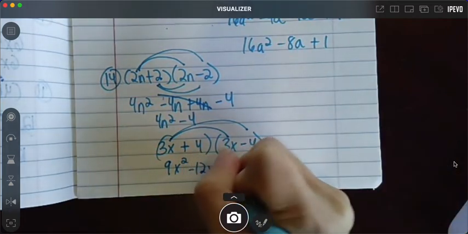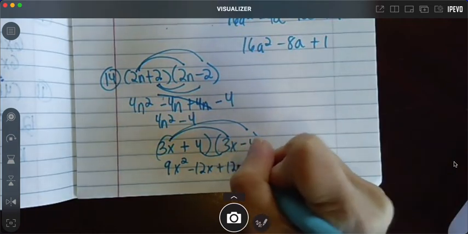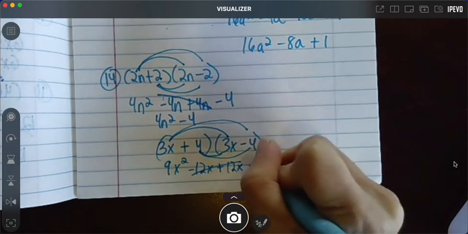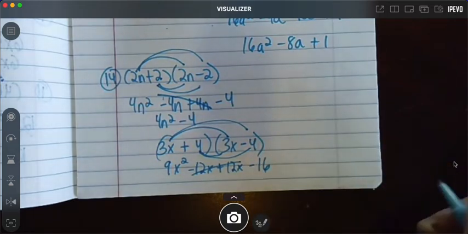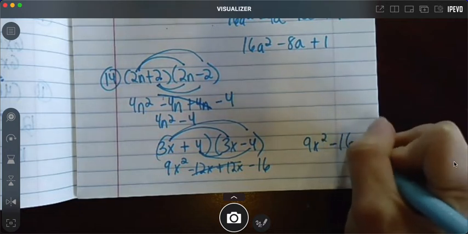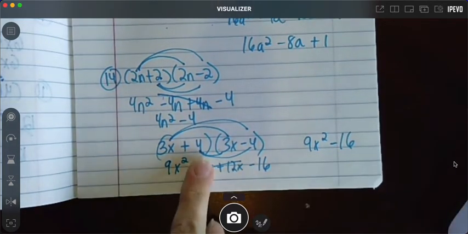Negative 12x. What's 4 times 3x? Positive 12x. That's going to cancel. And what's 4 times negative 4? Negative 16. So what's my final answer? 9x squared minus 16. That's a difference of squares. We'll factor it later and get that answer.